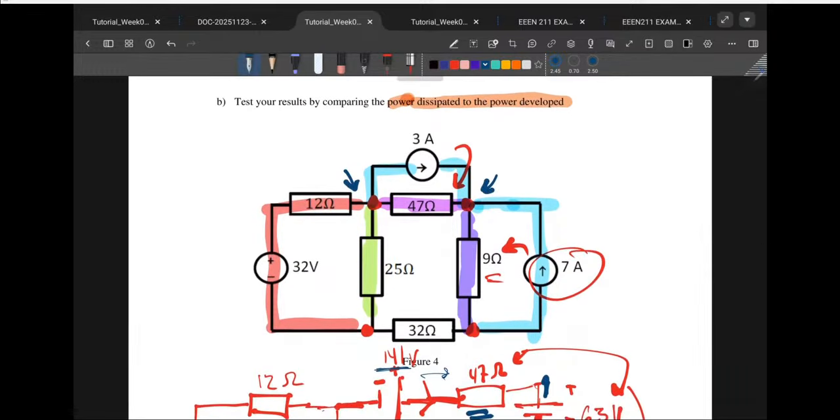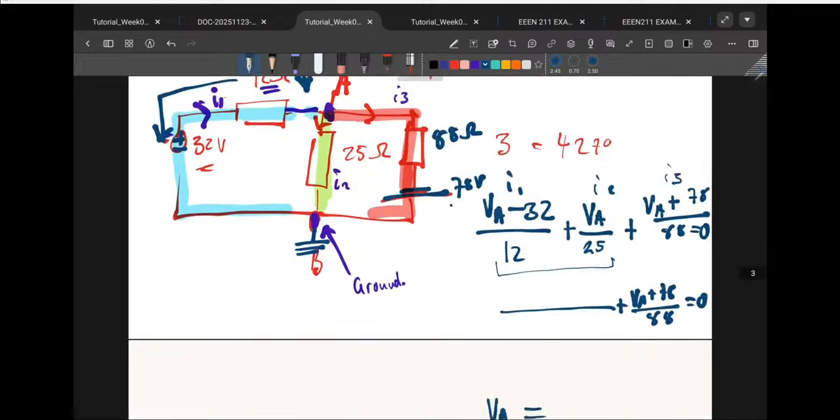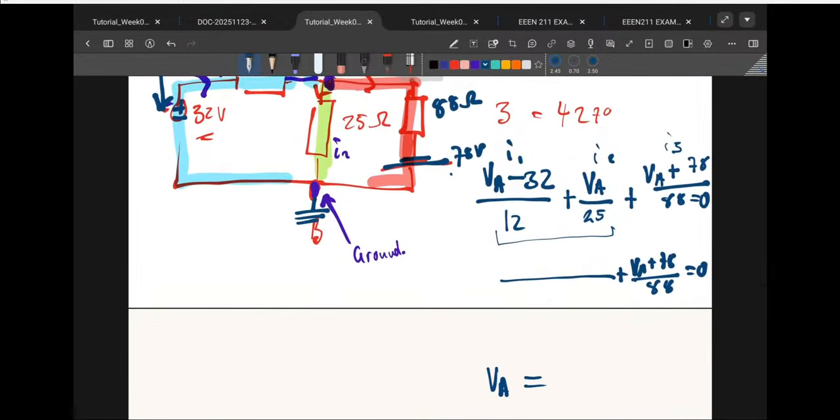Let's talk about finding VA. We have to find VA. You can find common denominators like 12 times 25. You get 300. You'd now say 12 into this, you get 25 times this, it'll be 25 VA minus 25 times 32. Then plus this is going to be 12 VA, because 25 into 300 gives 12 times VA. You'd add and combine, equal to 0. There's a lot of work to be done. You just combine until you find your VA.